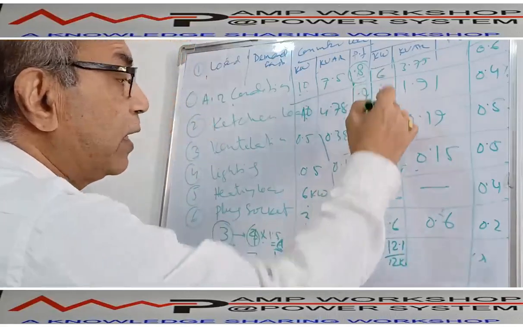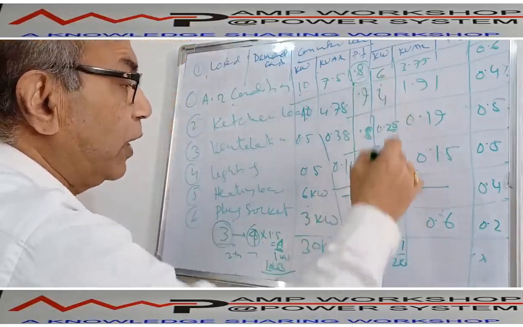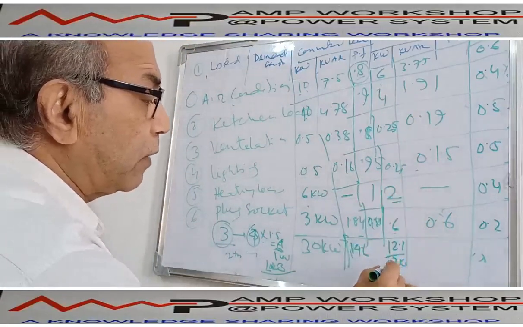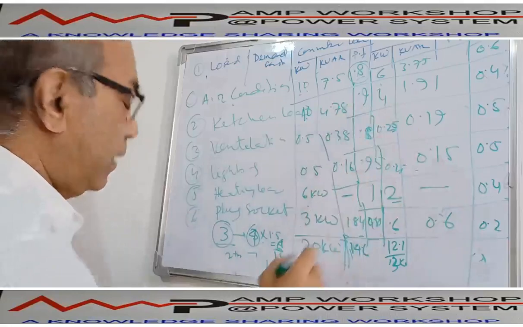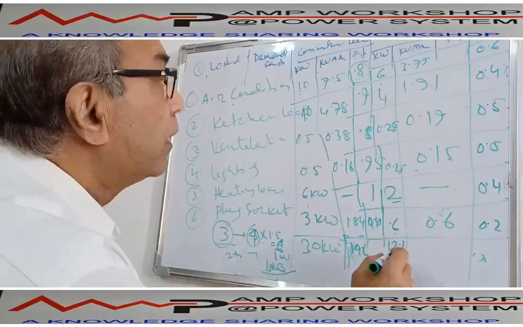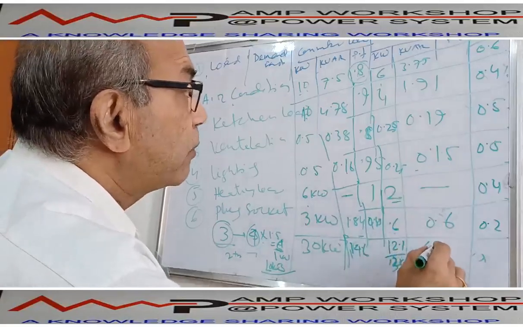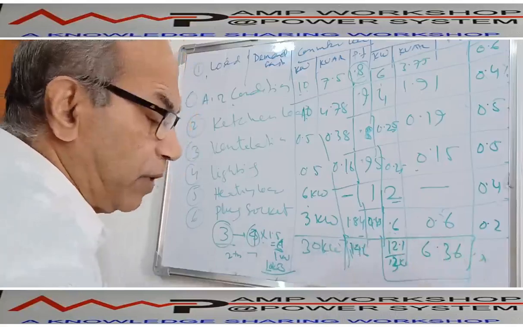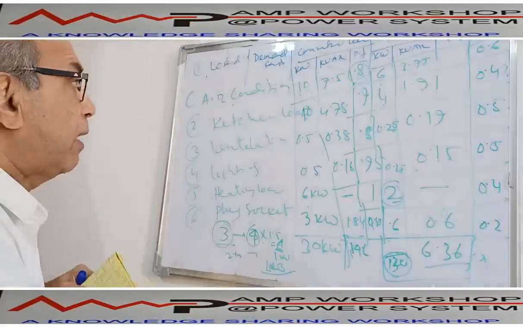It is coming about 12.8, about 13 kilowatt. And this KVAR is coming about 6.36 KVAR, okay? So this is actually coming on maximum demand.